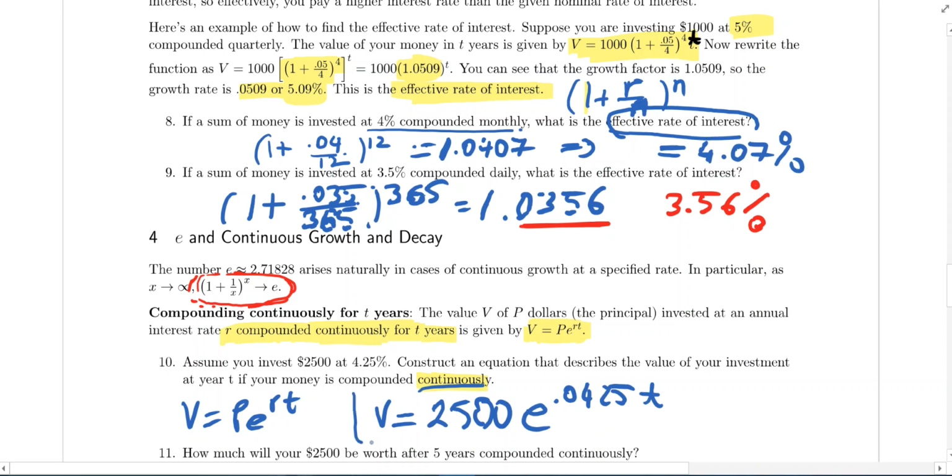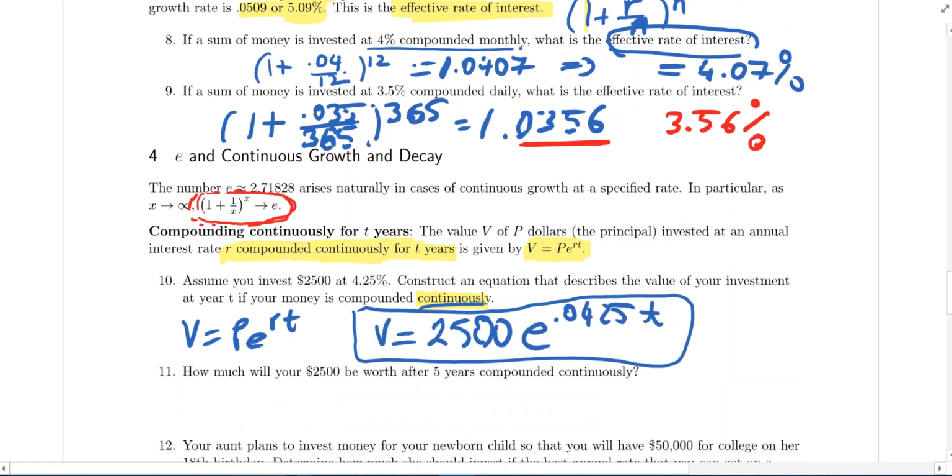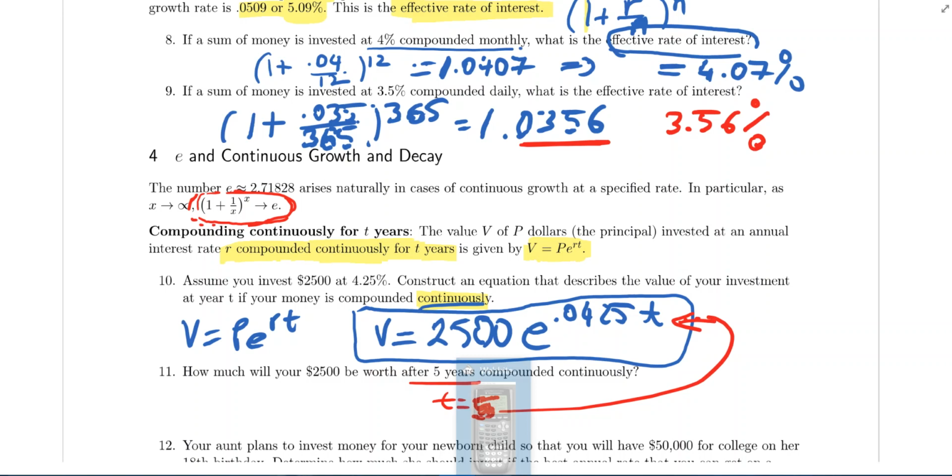So this is the model. The model has to have your input T and your output V. This is like Y and X here. Y for V and X for T. So this is the model. And now they're asking you, how much will your 2,500 be worth after 5 years? Well, after 5 years just means that T equals 5 in this equation.